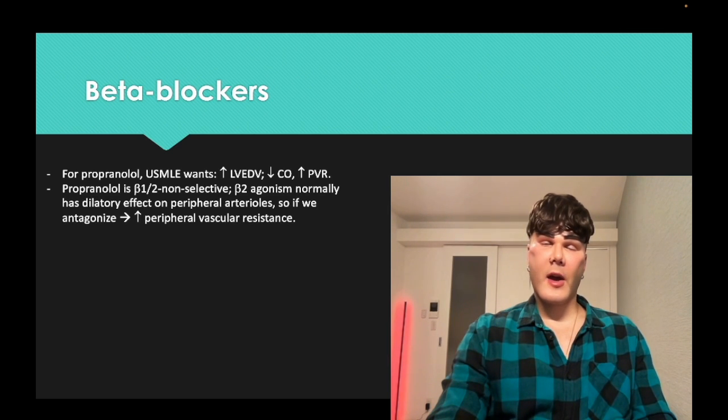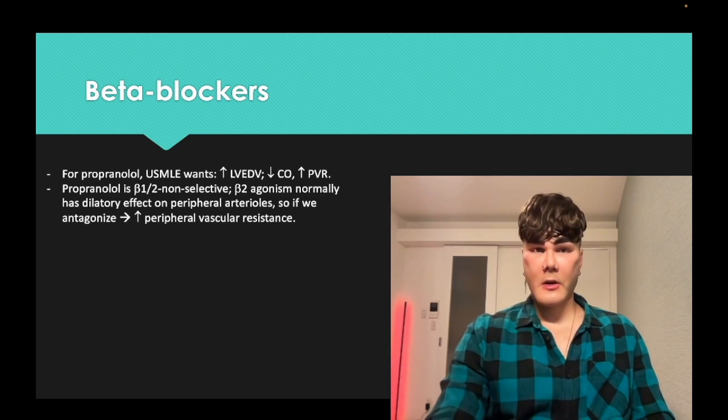Okay, and then I'm just simplifying it here in terms of arrows for you guys, where we said increased left ventricular end diastolic volume, we're decreasing cardiac output because of the decreased chronotropy and inotropy, and then we're increasing peripheral vascular resistance. Now, why would that happen? It's because we said beta 2 will dilate peripheral arterioles. So if we knock out beta 2, then we're going to have decreased diameter of peripheral arterioles that increases peripheral vascular resistance.